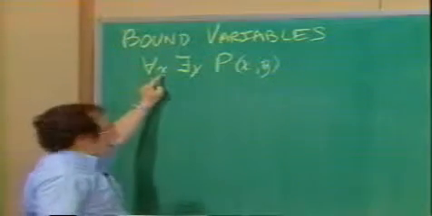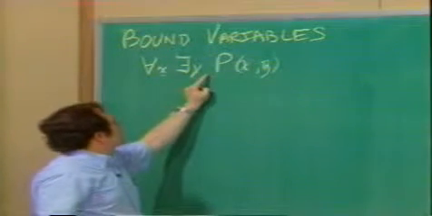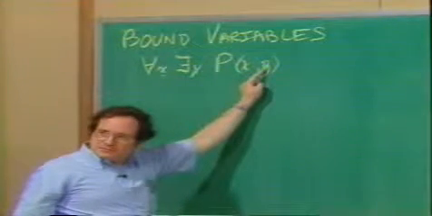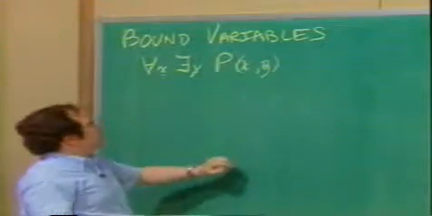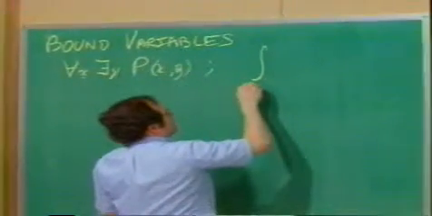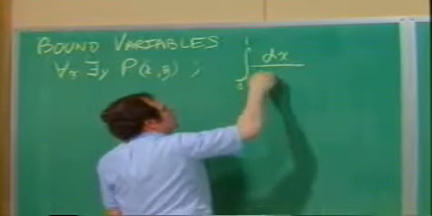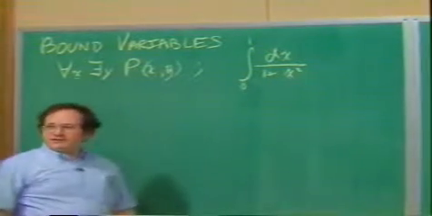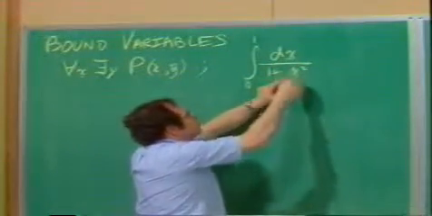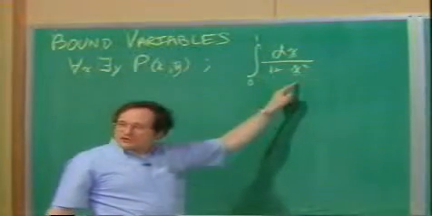If I were to change w for x, so it said for every w there exists a y such that p is true of w and y, it would be the same sentence. That's what it means. Or another case of this that you've seen is the integral, say, from 0 to 1 of dx over 1 plus x squared. Okay? Well, that's something you see all the time, and this x is a bound variable. If I change that to a t, the expression is still the same thing.